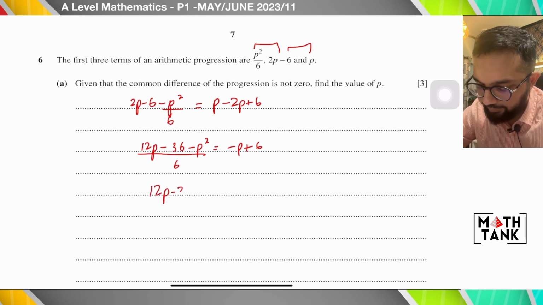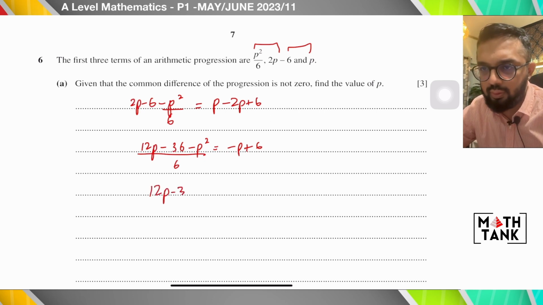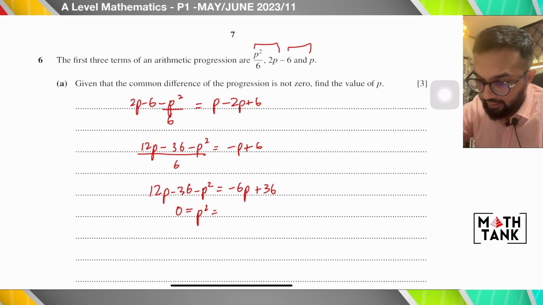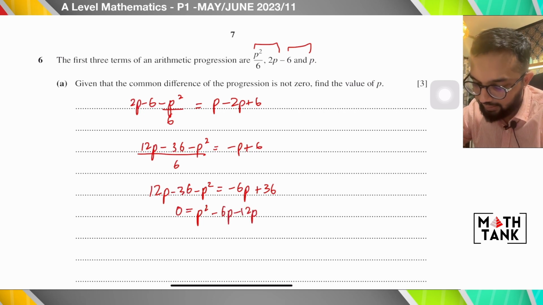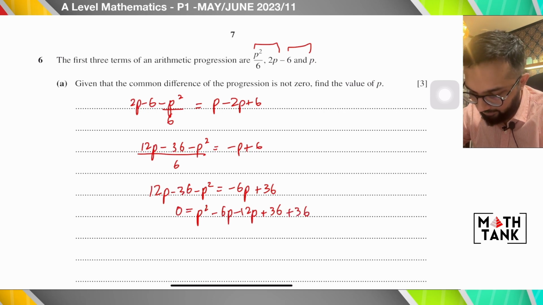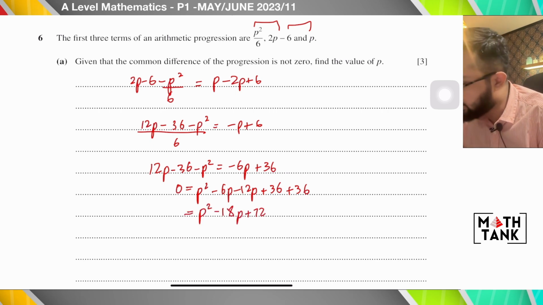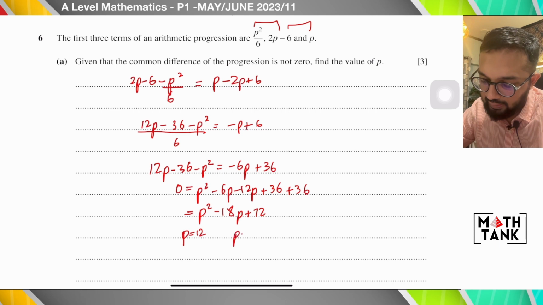Then I cross multiply. Let's move everything to one side. It says p square equals minus 6p minus 12p plus 36 plus 36. P square minus 18p plus 72. Let's see if we get the correct answers from this. 1, minus 18, and 72. I'm getting 12 and 6. Yes, 12 and 6.